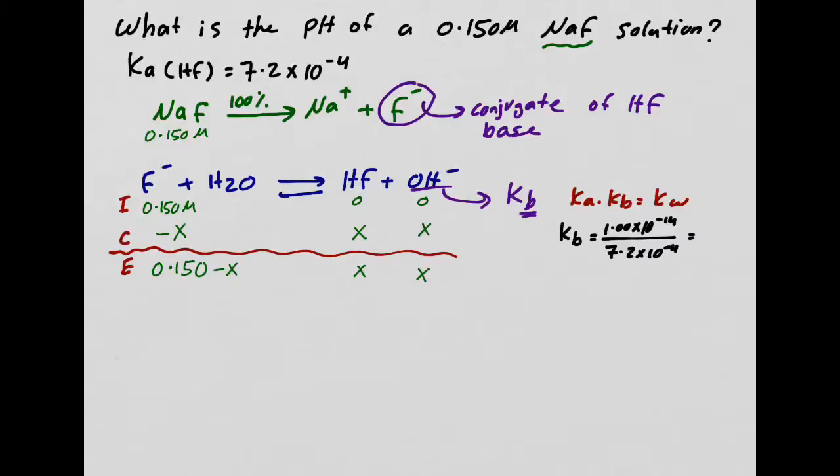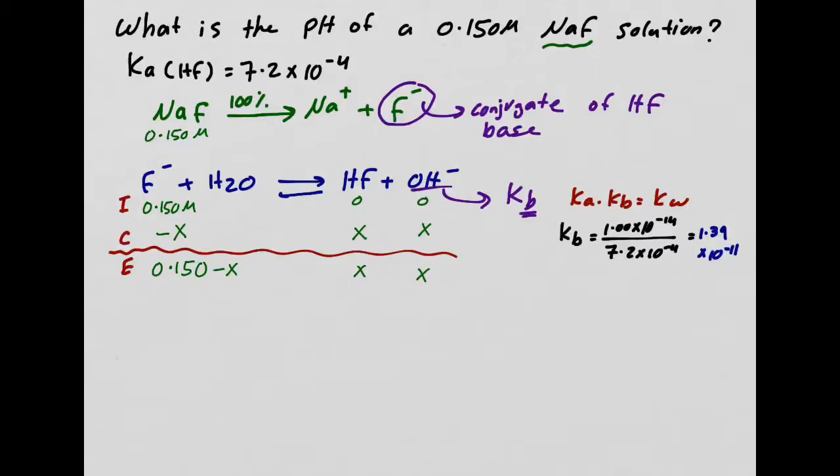So far, so good. So if I do that, what I end up getting is 1.39 times 10 to the minus 11. That is going to be my Kb. Okay, so now we are back in the business.